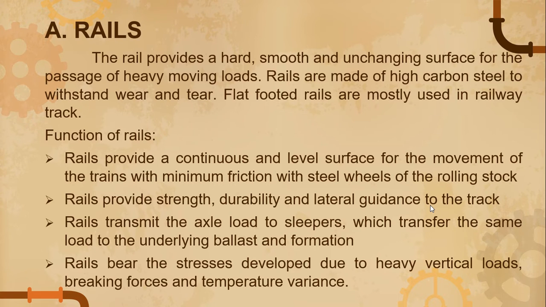The first component of a railway track is the rails. The rails provide a hard, smooth, and unchanging surface for the passage of heavy moving loads. Rails are made of high carbon steel to withstand wear and tear. Flat-footed rails are mostly used in railway track. The rails are one of the most important parts of a railway track because they are responsible for transferring load from the wheels to the sleepers and ballast, which are directly beneath the rails, and for providing a smooth level surface for the movement of trains.